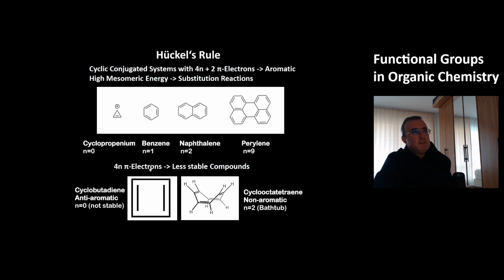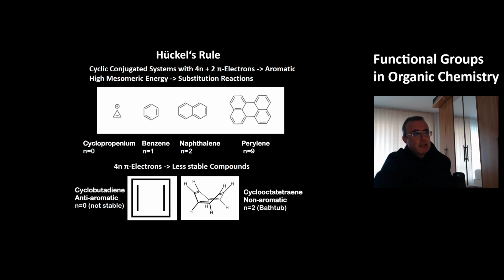Then you have benzene for n equal 1. You have naphthalene and perylene. Perylene is the compound I worked on when I did my PhD. I will show you an example with perylene. And you have other systems too. Those are 4n pi electron systems, and they are less stable. And this is an example.